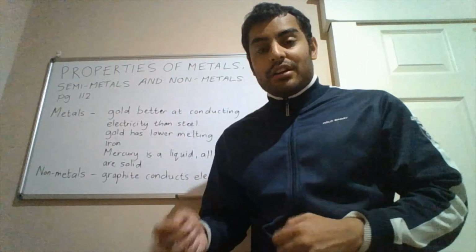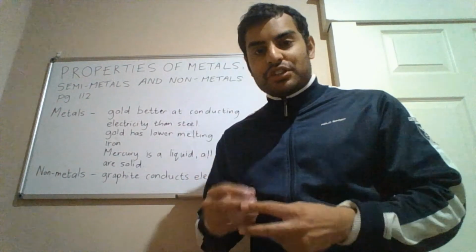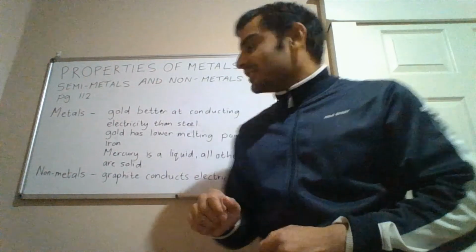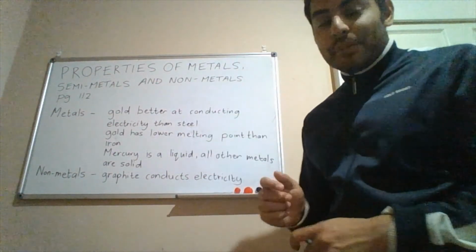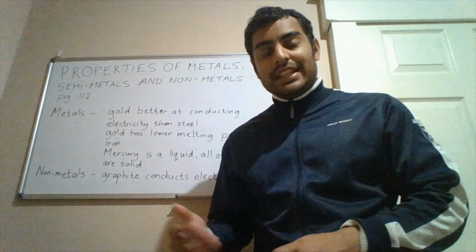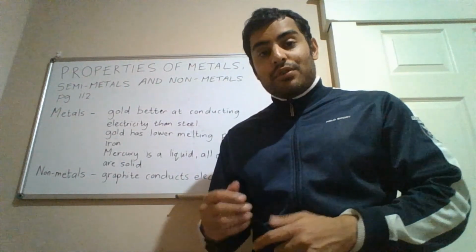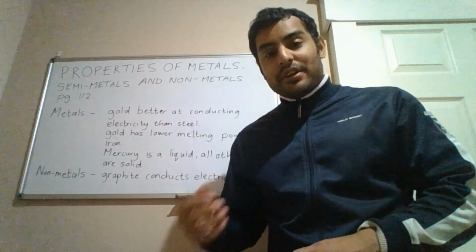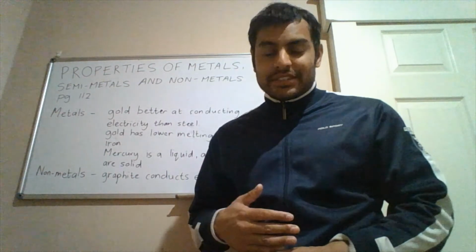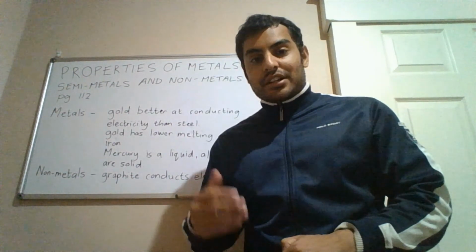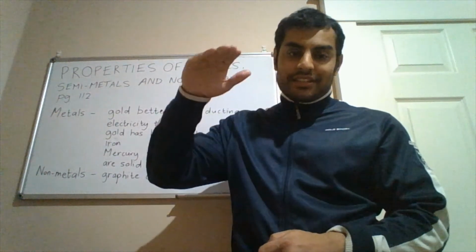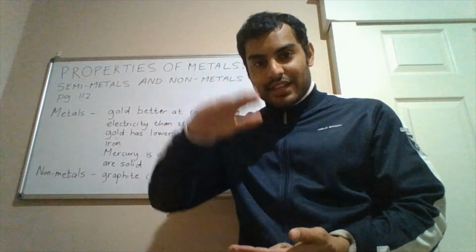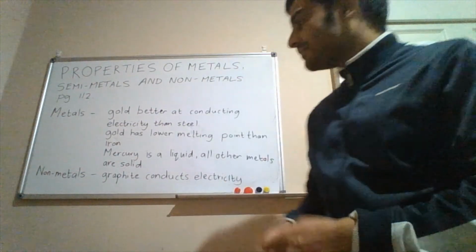So having a very low melting point allows the gold to be shaped very easily and make fine jewelry, those fine designs. Next, we have mercury. Mercury is the only liquid metal. So all other metals are solid at room temperature. And you'll find mercury in the old school thermometers. So when the temperature goes up, the mercury expands and the level rises. When the temperature drops, the mercury shrinks and the level decreases.